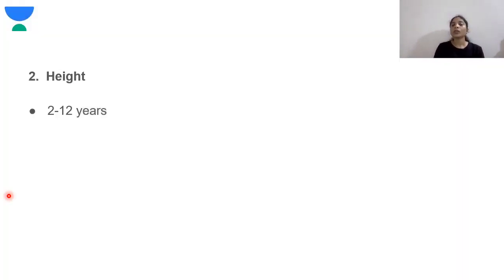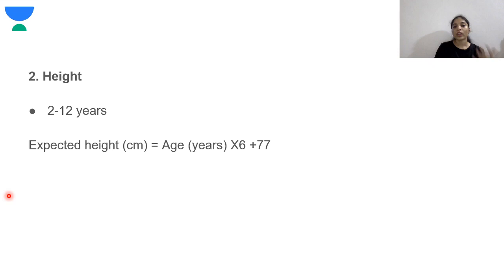So there's a formula to calculate the expected height also, between 2 to 12 years. For a child between 2 to 12 years, the expected height is calculated by age in years into 6 plus 77. This is very simple. Since height is a larger parameter, it is always a larger number, so keep this in mind: 77, two sevens.